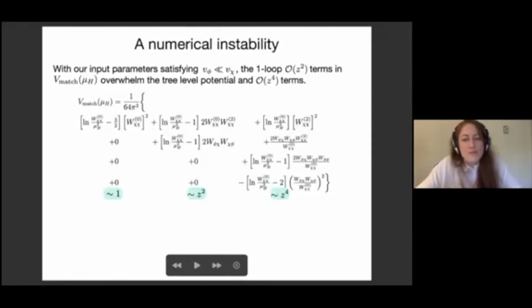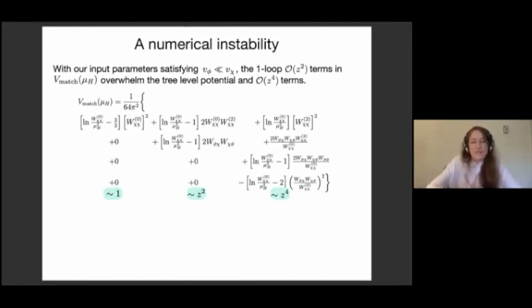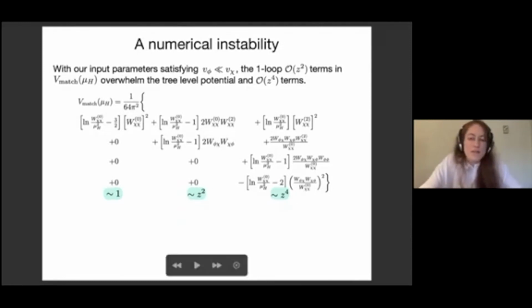And there's something a little interesting that happens, which is with our input parameters satisfying this hierarchy, v phi much less than v chi, there's some numerical instability where the one loop order z² terms in the matching overwhelm the tree level potential, which was order z to the fourth, and the order z to the fourth terms. So here I'm just writing out this one loop matching in terms of its order 1, order z², order z to the fourth pieces.